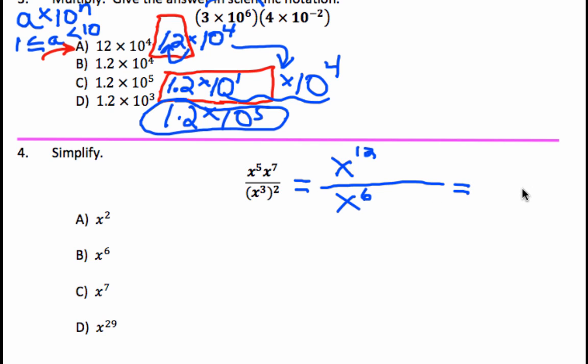And now you're taught to subtract the exponents. Why? Well, if you have 12 of them on the top and 6 on the bottom, 6 are going to cross out like we saw, and you're going to be left with 6 on the top. So the final answer is x to the 6th.